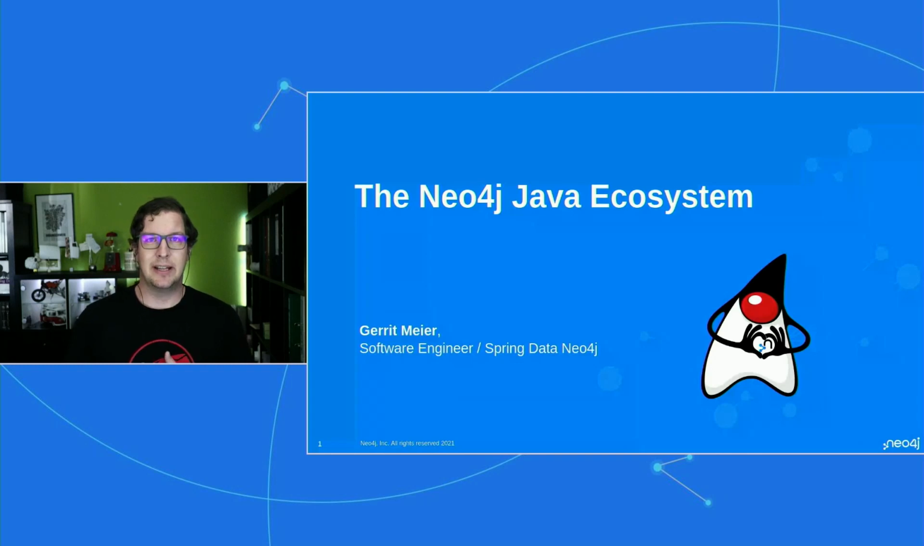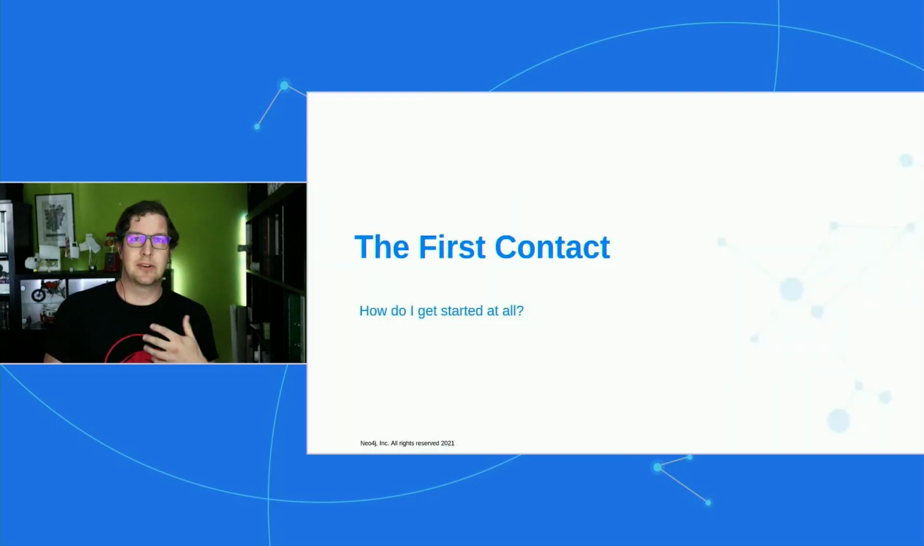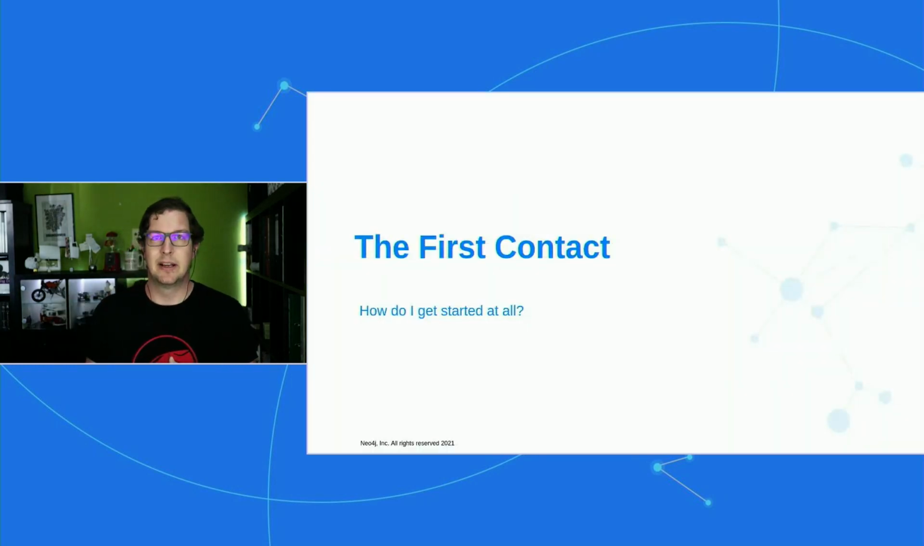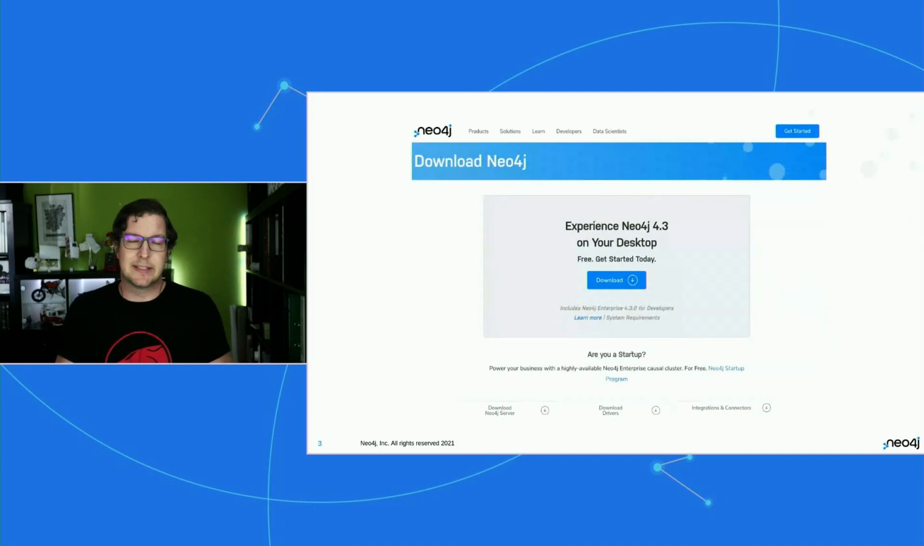So the first thing I like to take, because I do not know who is in the audience and who has experience with Neo4j or never touched Neo4j before and just came because graph databases are so cool, is how to make the first contact with a Neo4j database. So the first contact would be to get a Neo4j instance running. There are several ways of doing this.